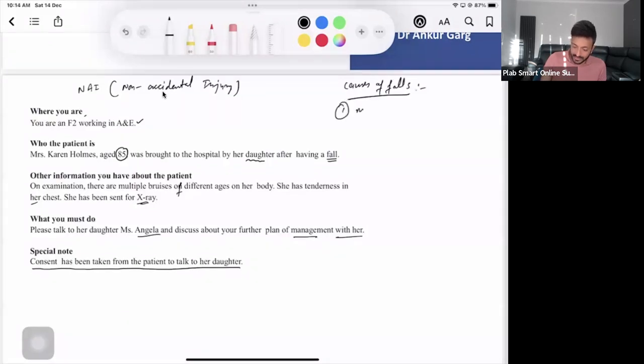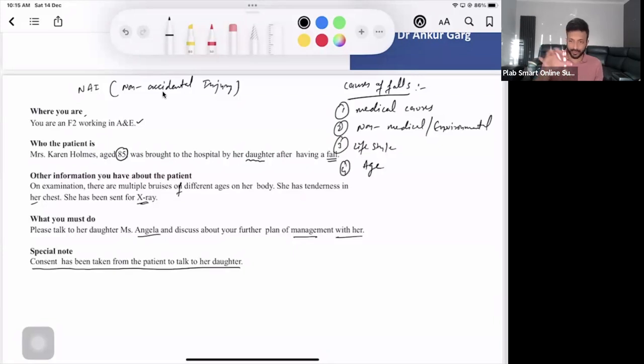So I would say there are some medical causes of fall, and we have some non-medical or environmental causes of fall as well. Obviously we can say there are some lifestyle causes as well, and I would say age is a reason for fall as well. If I put it this way, it is going to be very easy for you to remember the causes of fall. There are many stations where you need to know the causes of fall. I'll make it very easy for you. So what are the medical causes of fall?